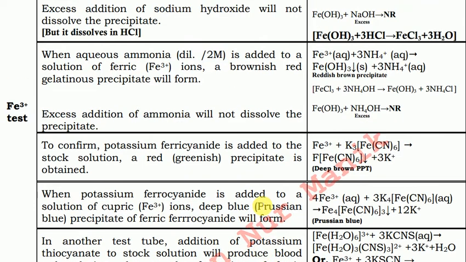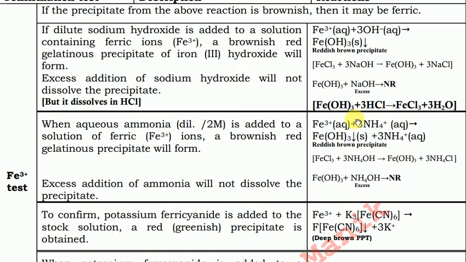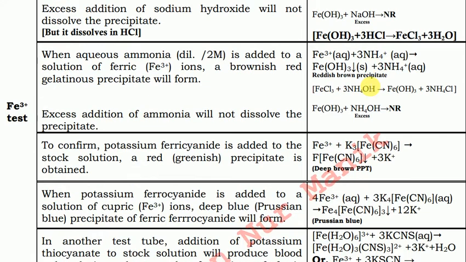Okay, let's review the topics again. We have to take 2 ml sample solution, then we have to add dilute sodium hydroxide to the sample solution. If there appears a reddish brown precipitate, then we can say that this solution might contain ferric ion. We have to add excess amount of sodium hydroxide, but the excess amount of sodium hydroxide will not solubilize the PPT, indicating the presence of ferric ion.